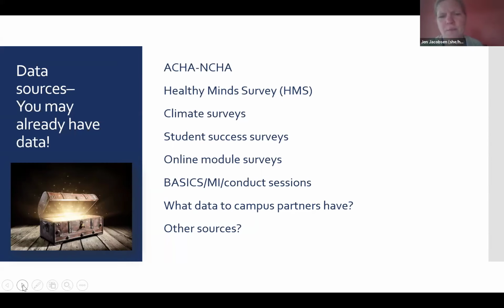Thinking about what data other campus partners have, and then any other sources of data. Annabelle and Michelle, I don't know if you have any thoughts at the top of your mind of other sources of data that you've used on your campuses.